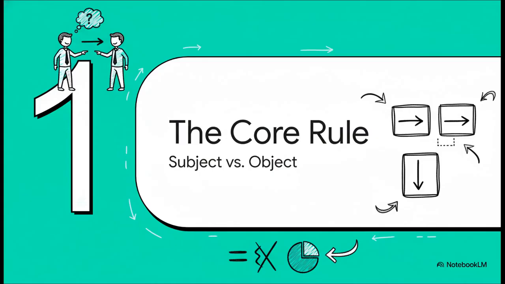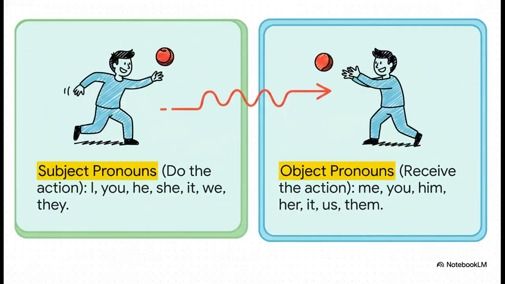Okay, so to really get this, we actually need to talk about what they're not. And that brings us to the most important rule of all, the difference between subject and object pronouns. This lays it all out nice and clear. On the left, you've got your subject pronouns. These are the ones that do the action. Think of them as the doers. And on the right are object pronouns. These are the ones that receive the action. It's that simple, but it's everything.